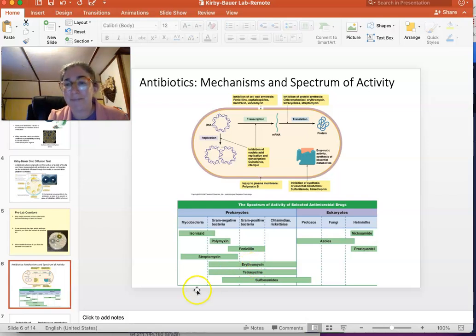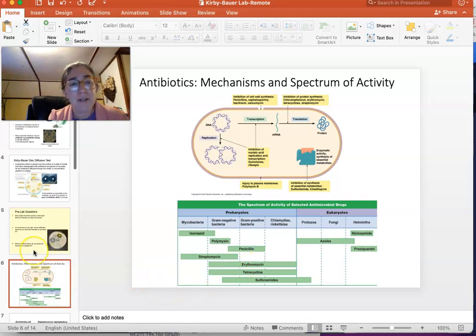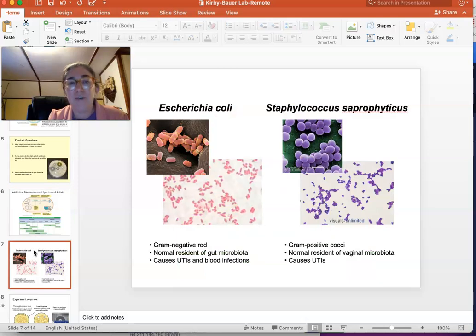So the 2 bacteria that we used in this lab, we used E. coli, which is our gram-negative, and we used Staph saprophyticus, which is our gram-positive. We've got a gram-negative rod and a gram-positive coccus. So comparing 2 different types of microbes and their different susceptibilities or sensitivities to antibiotics. Just some fun facts about these.